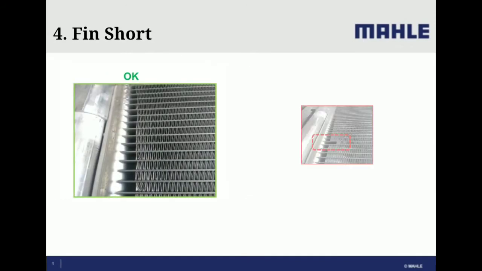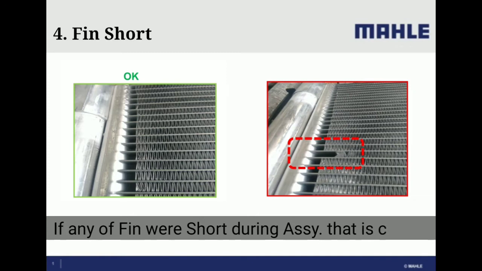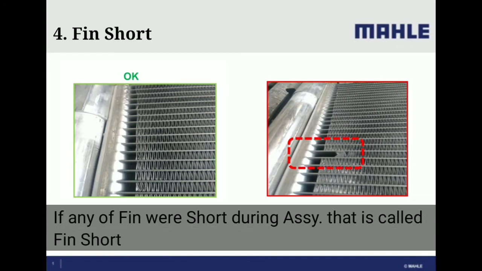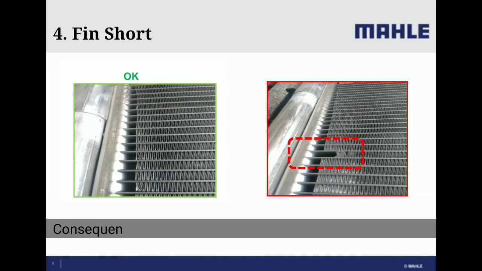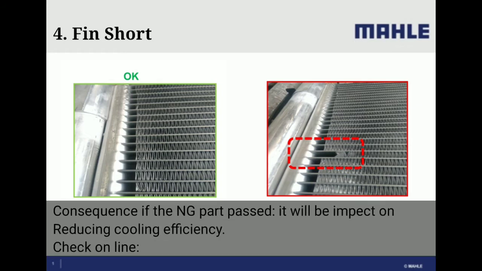Next is fin short. If any fin was short during assembly, that is called fin short. Consequences: if the NG part passes, it will reduce cooling efficiency. It should be checked visually or by gauge.